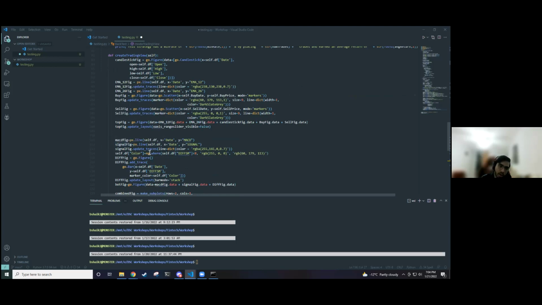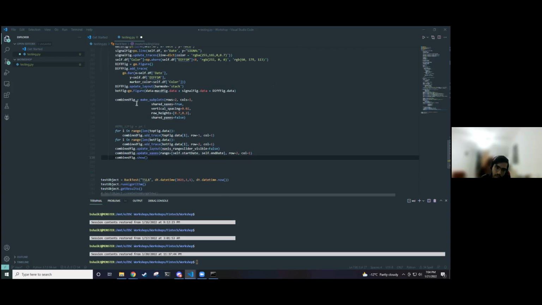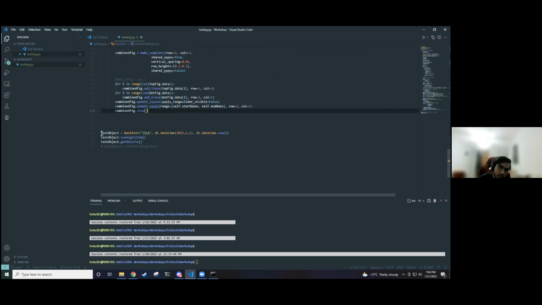So color, as you can see right there, you're changing that, and you're using that for putting it into the bottom figure, which is going to consist of your signal line, your MACD line, and the histogram that you have. And you're combining all of it like here. If you have any questions about what x-axis range slider visible means, you can go to the Plotly documentation, which I'm going to show you in a bit. But let's try to run this and show you the graph that I made.